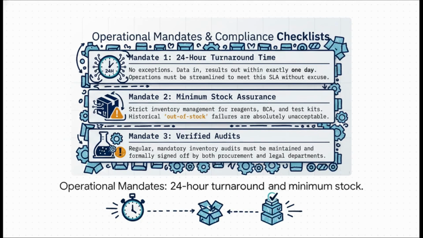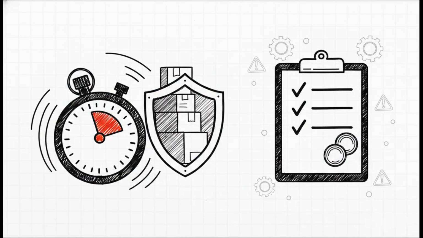No exceptions whatsoever. Second mandate, minimum stock assurance. Having an out-of-stock failure for reagents or test kits is deemed absolutely unacceptable. If the clinic runs out of supplies, the entire monitoring timeline collapses. The clinical director's tone was crystal clear on this. Missing a 24-hour SLA or running out of supplies is a critical operational failure.